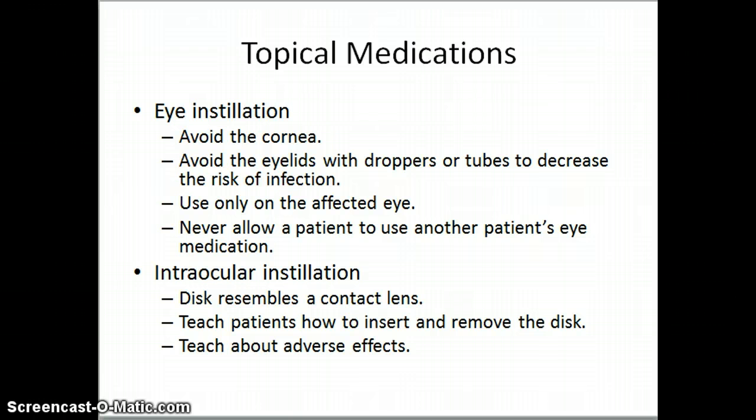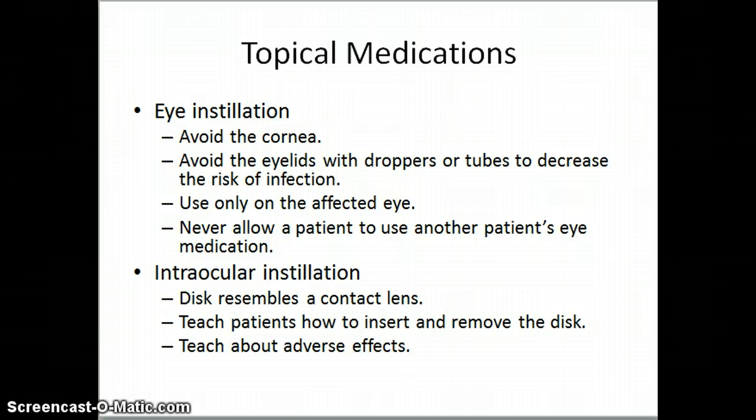We want to make sure that we think about the systemic effect of those medications. On page 617, it talks about holding pressure to that nasolacrimal duct for 30 to 60 seconds to avoid that medication going systemic. The intraocular installation is a disc that's very similar to a contact lens. It can be left in up to 1 week for the medication to work into the conjunctival sac. Patients would require teaching for that.